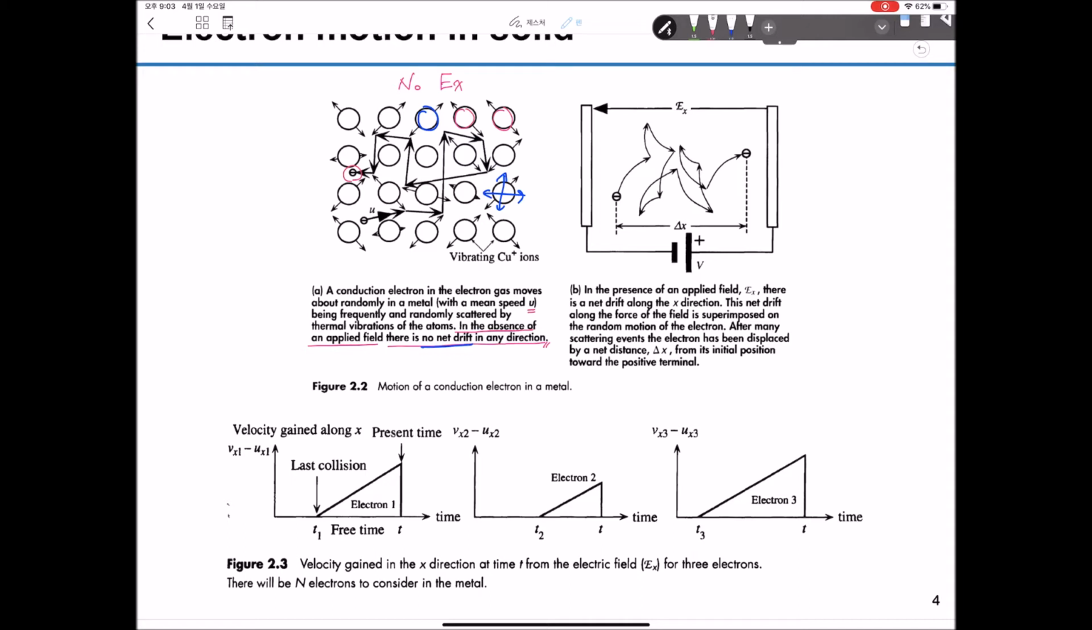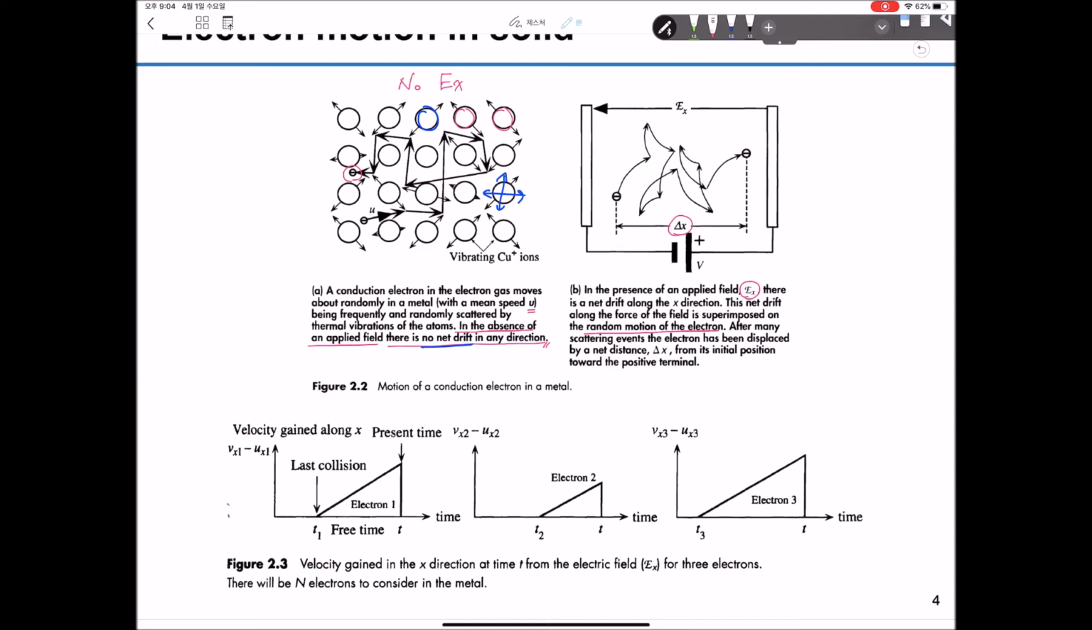However, in the presence of an electric field EX, there is a net drift along the x direction, and this net drift along the force of the field is superimposed on the random motion of the electron. After many scattering events, the electron has been displaced by a net distance of delta x from its initial position toward the positive position.